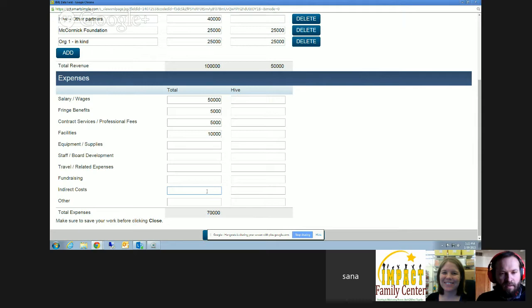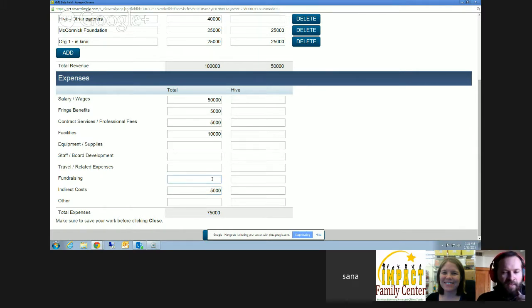Yeah. So the cap on indirect costs is 10% of the total expenses or the total revenue? Total expenses, which should equal the total revenue. I see. And that's irrespective of what you're asking the Hive. Excellent. So 5. Do you want me to fill out the rest? Yeah, just put numbers in there for our purposes.